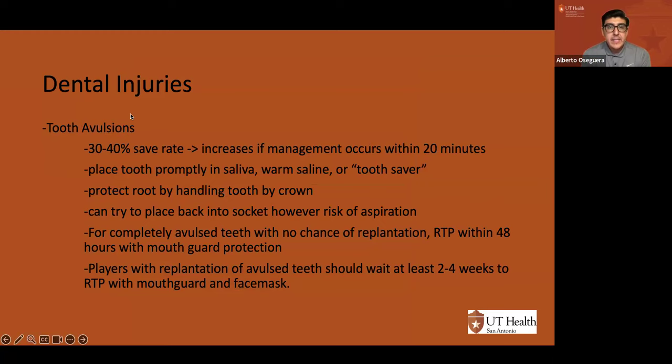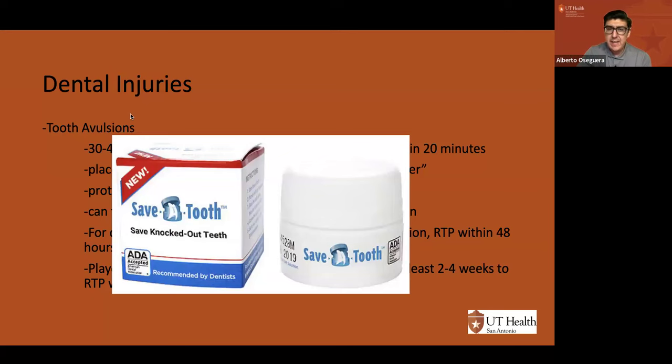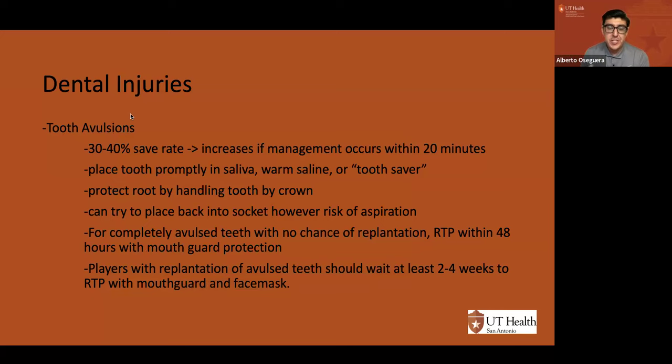The other dental injuries are these tooth avulsions. So when your tooth gets pulled off or falls out of its socket, the save rate for these is actually quite low, surprisingly. But if you do appropriate management within 20 minutes, the save rate of the tooth can go up to about 90%. So what you'll want to do with these teeth is promptly put them in saliva, warm saline, or these tooth saver packets. Again, a lot of athletic trainers and physicians carry these in their pack, because it's a common injury that we'll see. And that'll protect the tooth until it can have more definitive treatment.